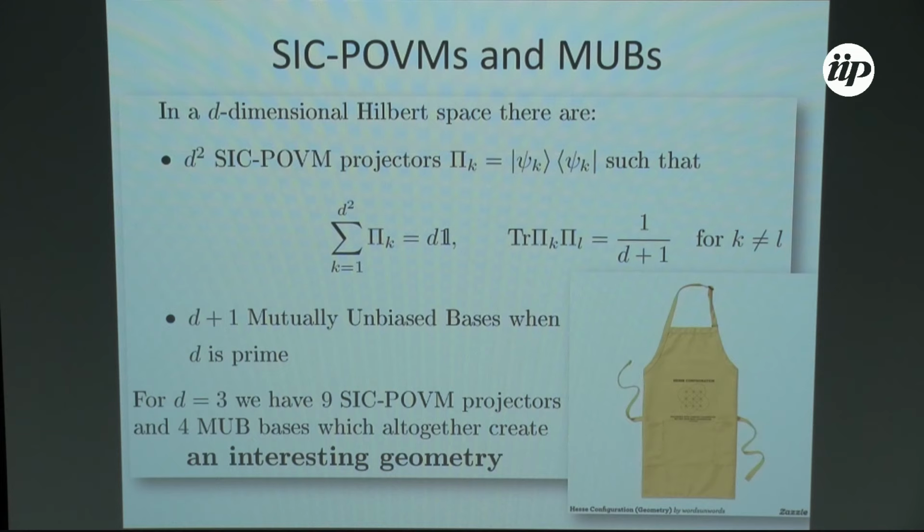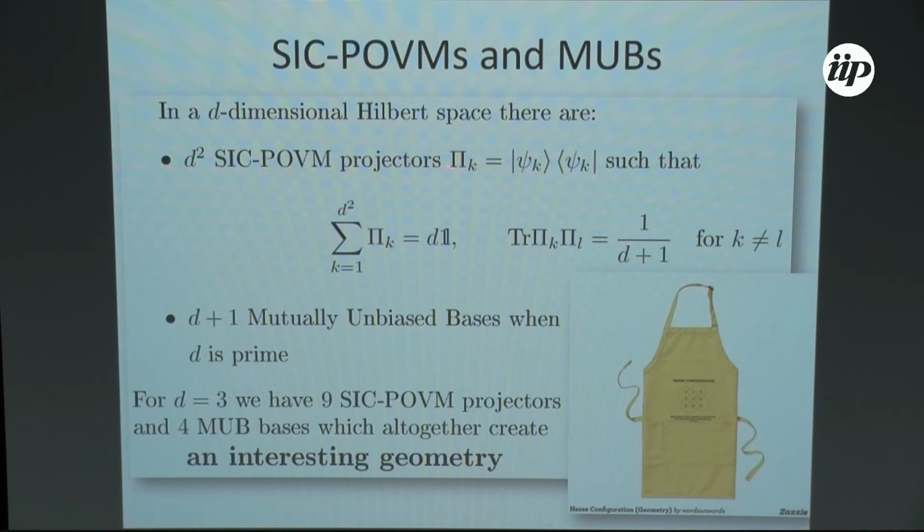Okay, there are a few things I need to explain now. I hope some of you know what SIC-POVMs are, but for those who don't, they are simply projectors, and they are over-complete in the way that they do not sum to identity, but d times the identity, and their overlap is constant. It's like mutually unbiased bases, but different. That's maybe a good description.